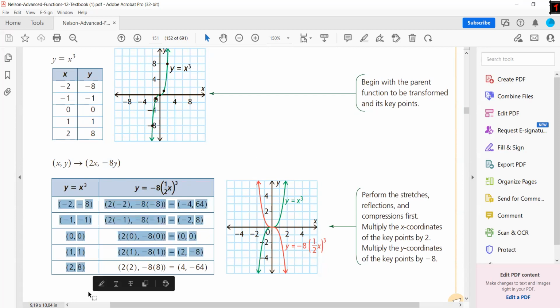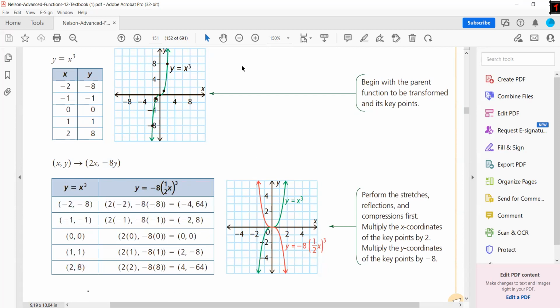Here's the set of points for y equals x cubed. These are the points we have for the parent function. Meanwhile, these are the points we have for the transformed function. And you can see the transformations applied here: 2 times the x-coordinate, -8 times the y-coordinate, and that's as simple as that.